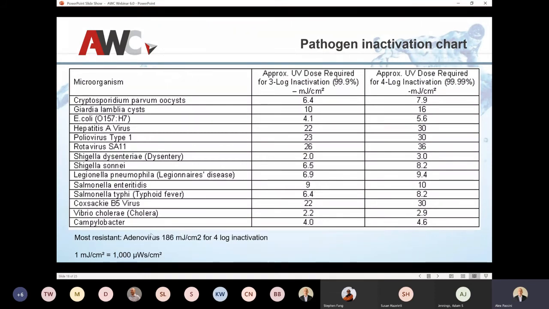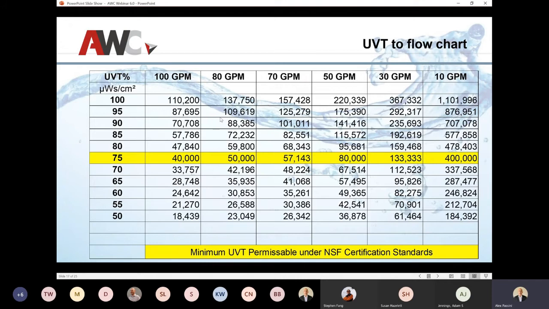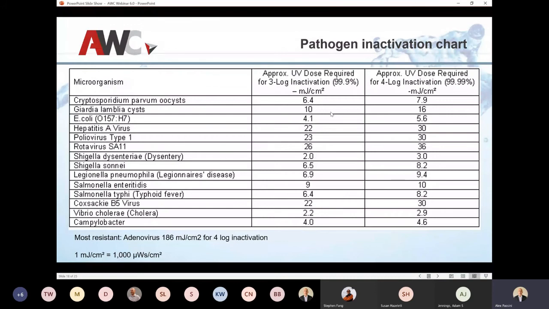There is a slight exception, and that is the adenovirus, where the inactivation for 4 log reduction is 186 millijoules per centimeter squared. So it's very, very high. If you ever have to go after an adenovirus, it would be rare, but if you ever had to go specifically after adenovirus and that was what's being targeted, you basically get a system and make sure that you, for lack of a better term, choke it down, you flow restrict it, within a range where it can achieve closer to 186 millijoules per centimeter squared for 4-log inactivation.